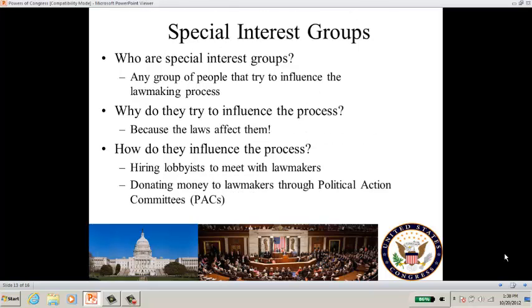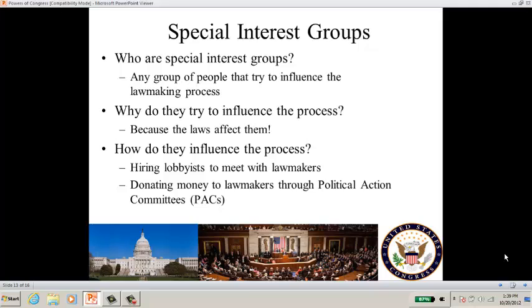Another way that special interest groups influence the process is by just donating money. And they have to donate money through what are called political action committees. This is a way for the government to track the amount of money that's going to these candidates, because there are limits. You cannot give unlimited amounts of money to candidates, because then it would look like we're bribing people. So there's a specific set amount that you can donate to a politician.